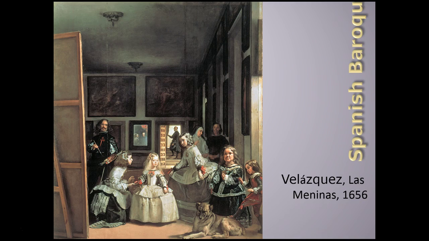Some of the figures look out of the canvas toward the viewer, almost like they're confronting us, while others interact among themselves. So the young Infanta Margaret Teresa, and this is her right here, is surrounded by her entourage of maids, chaperones, bodyguards. There's a dwarf here and a dog in the foreground.